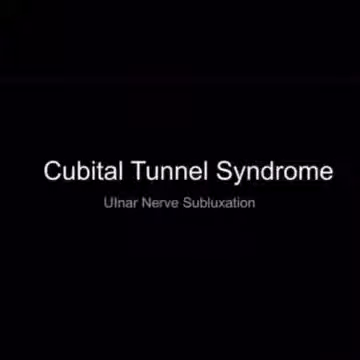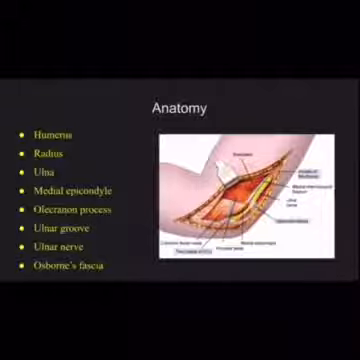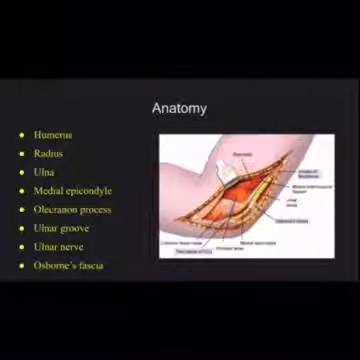Cubital tunnel syndrome, ulnar nerve subluxation. The anatomy consists of the humerus, radius, ulna, medial epicondyle, olecranon process, ulnar groove, ulnar nerve, and Osborn's fascia.